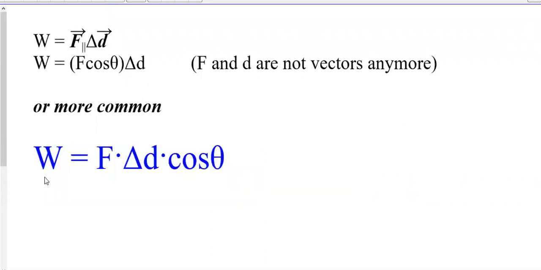Energy is not a vector. You either have energy or you don't, for the most part. You can gain energy, you can lose energy, you can technically have a negative energy in certain scenarios, but we'll get to that another time.